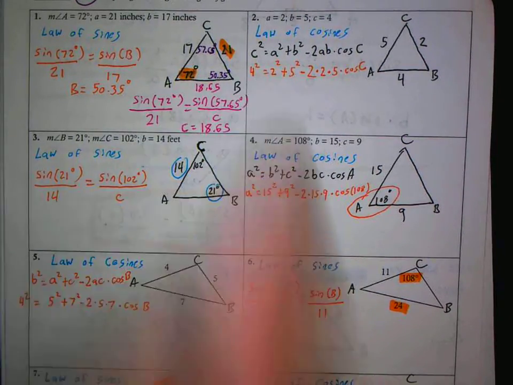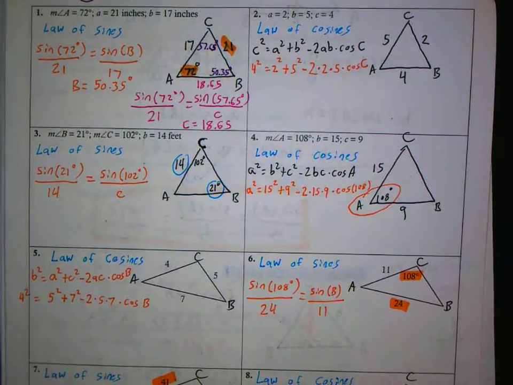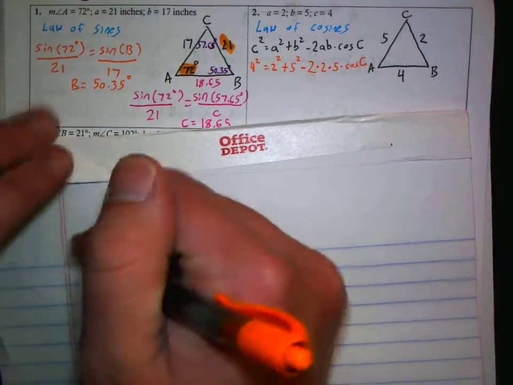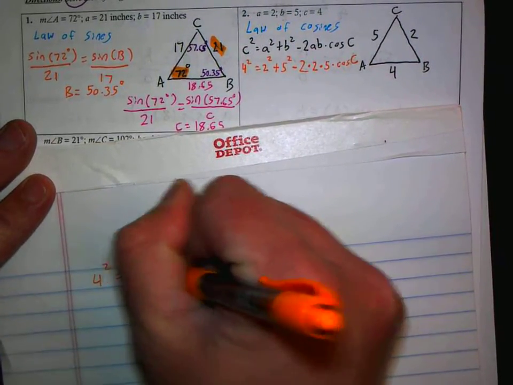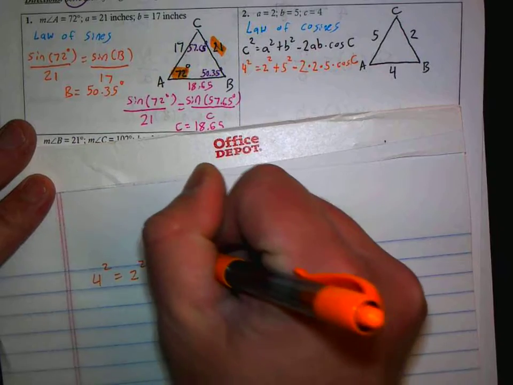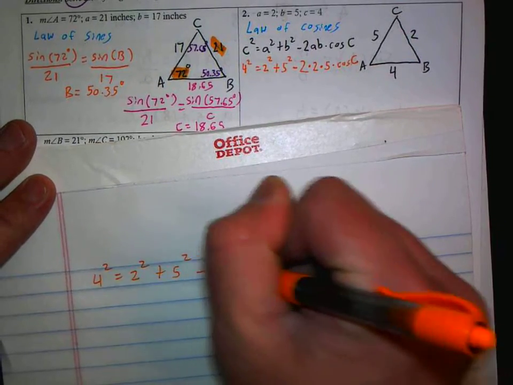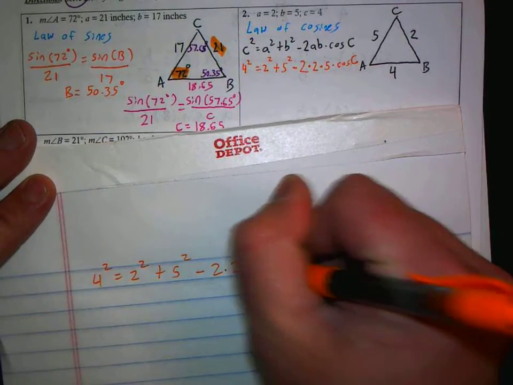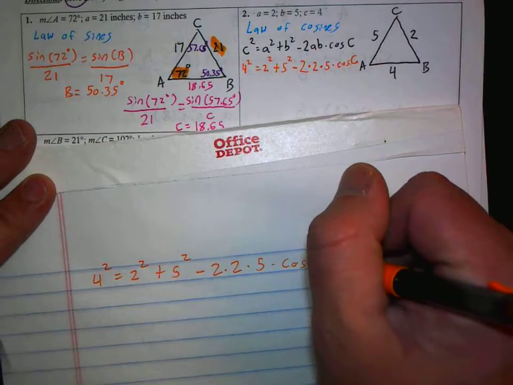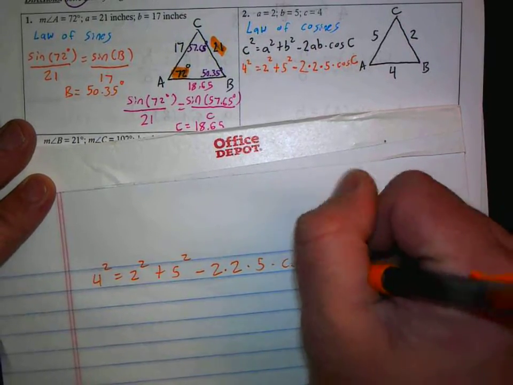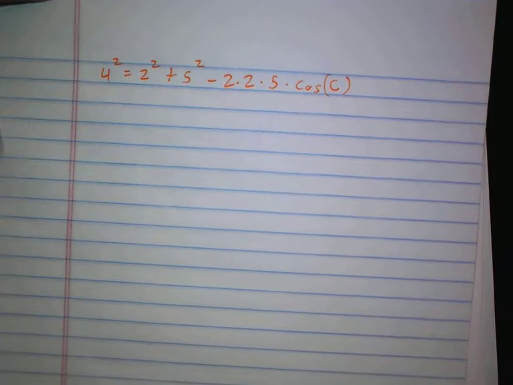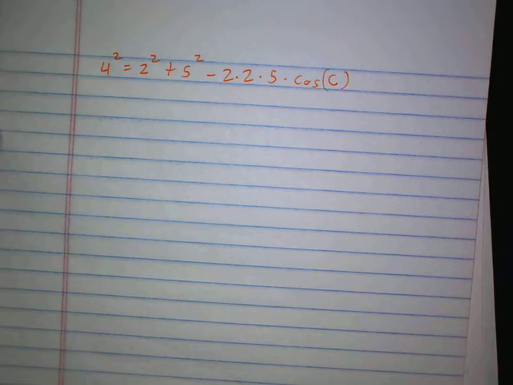So let me copy down this equation. So I copy down the equation, hopefully correctly. Now, law of cosines is long, but it's really not hard. 4 squared is 16.